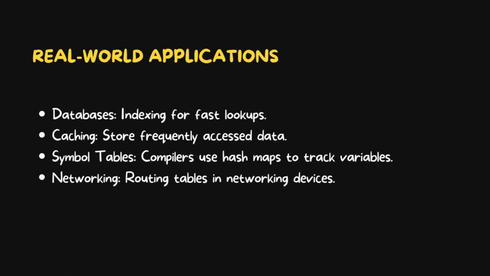These are some of the real-world applications of hash maps. Databases. Indexing for fast lookups. Caching. Stores frequently accessed data. Symbol tables. Compilers use hash maps to track variables. Networking. Routing tables in networking devices.